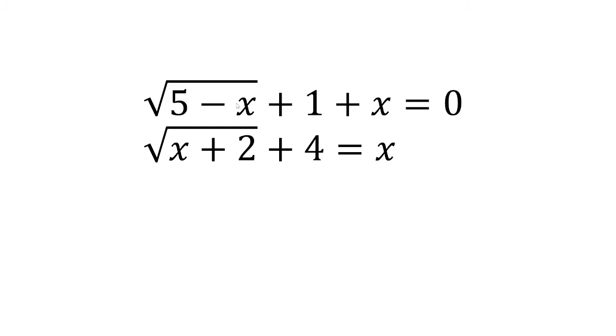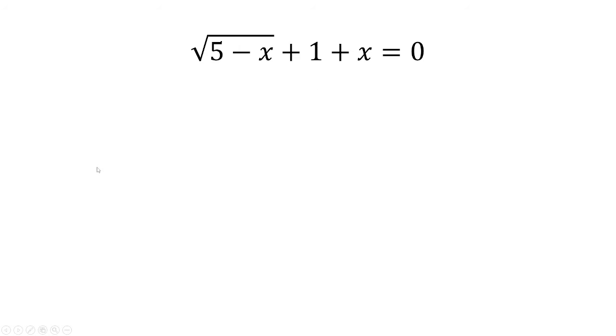We're given these two equations and we want to solve for x. So let's start first with the square root of 5 minus x plus 1 plus x equals 0. The goal here is to isolate the square root. So move the 1 and x on the right side by subtracting.